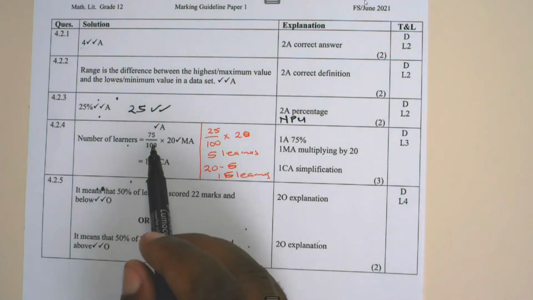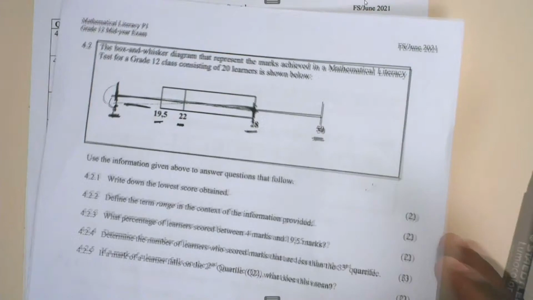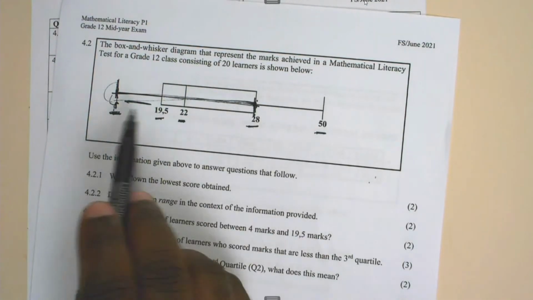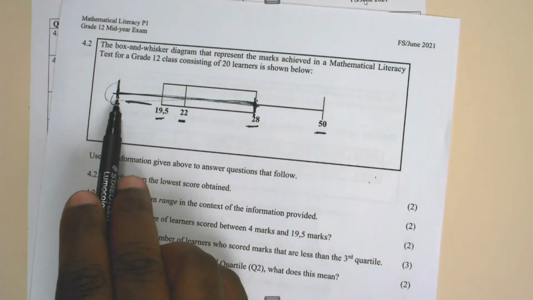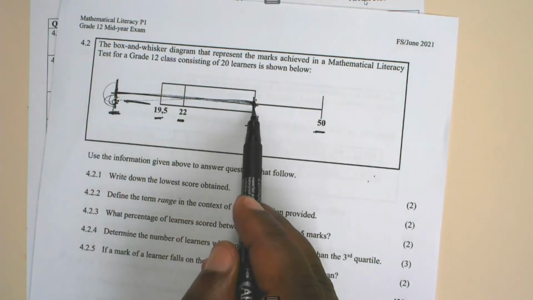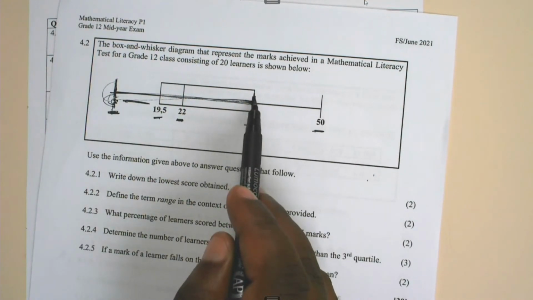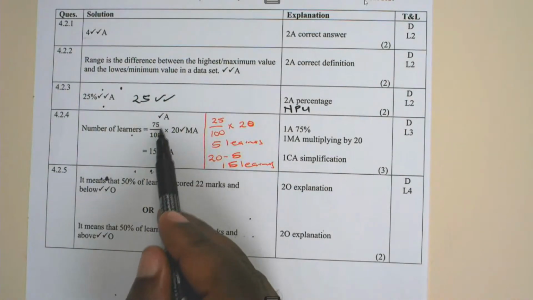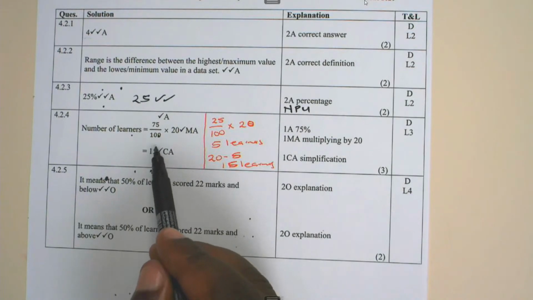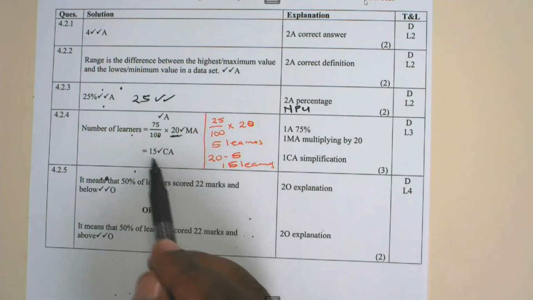Remember, colleagues, from the minimum value to the 3rd quartile, it's 75%. So that is why I have 75% there. It will be 75 divided by 100, multiplied by the number of learners, and you get 15 learners.